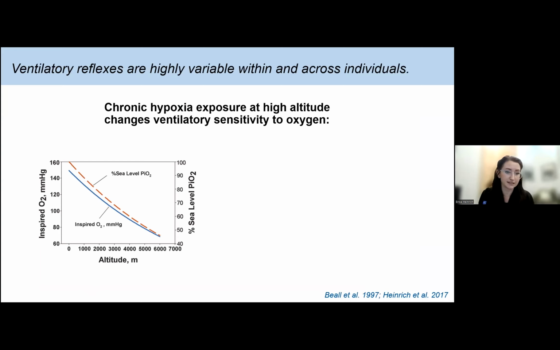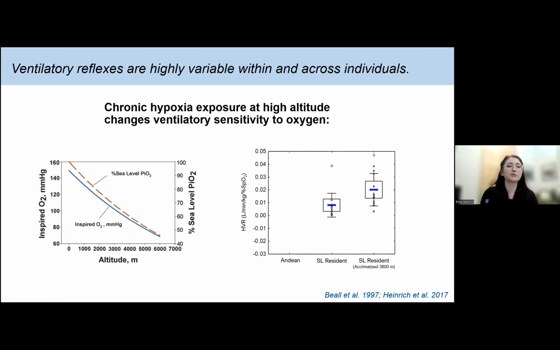depending on different environmental exposures or different disease states. For example, we're very interested in the impact of chronic hypoxia exposure on the control of breathing. At high altitude, as you increase in elevation, the partial pressure of oxygen in the inspired air decreases. If you were to take someone who's a sea level resident and bring them up to high altitude, 3,800 meters, and allow them to acclimatize, this hypoxic ventilatory response, or the increase in breathing as oxygen in the blood decreases, increases.